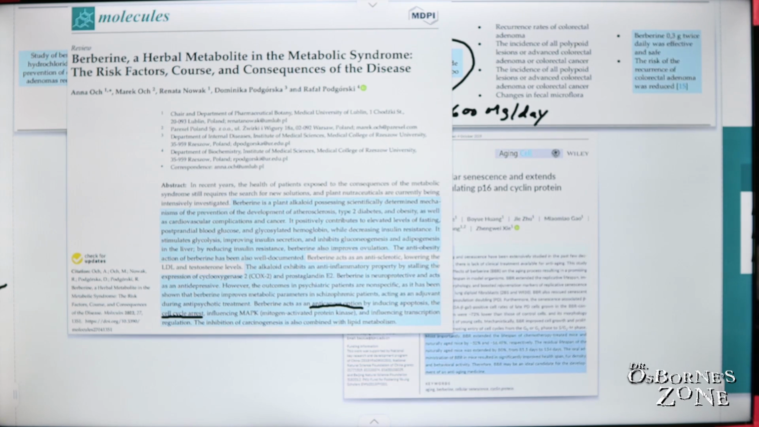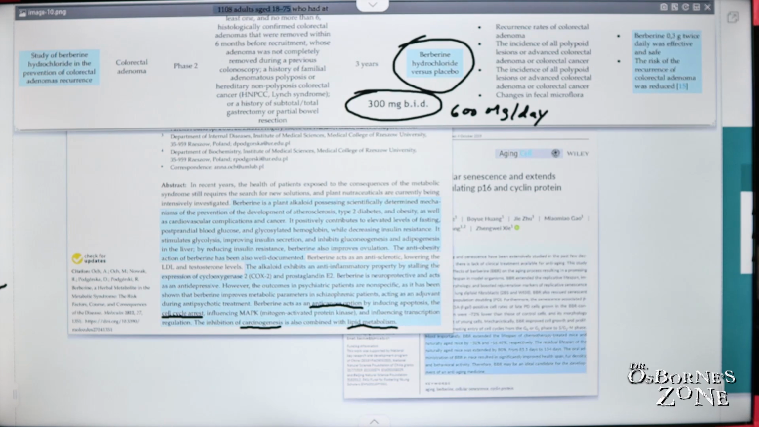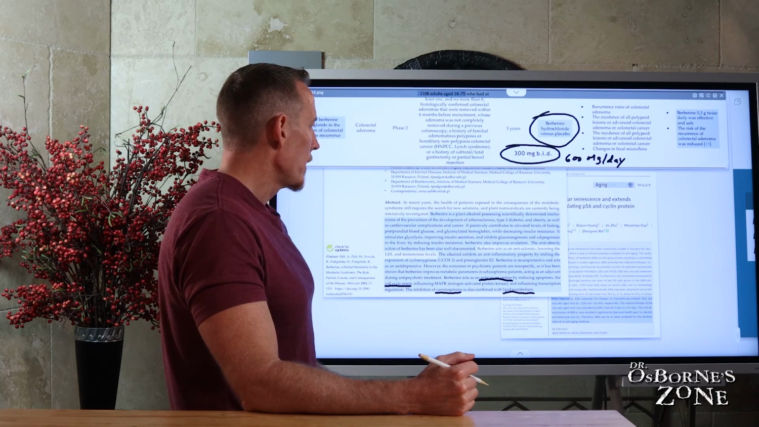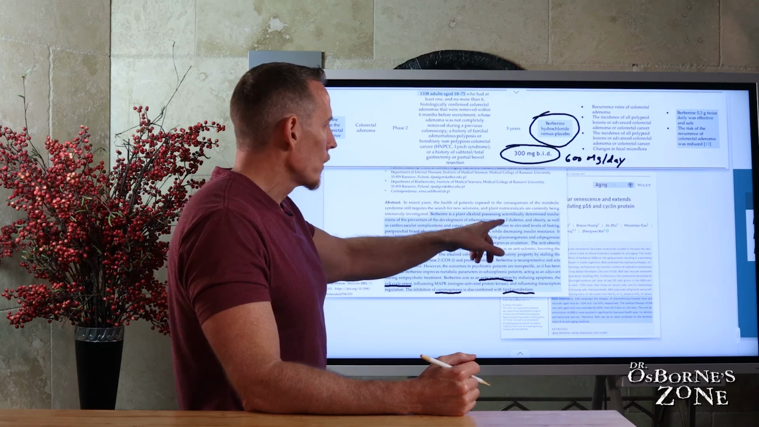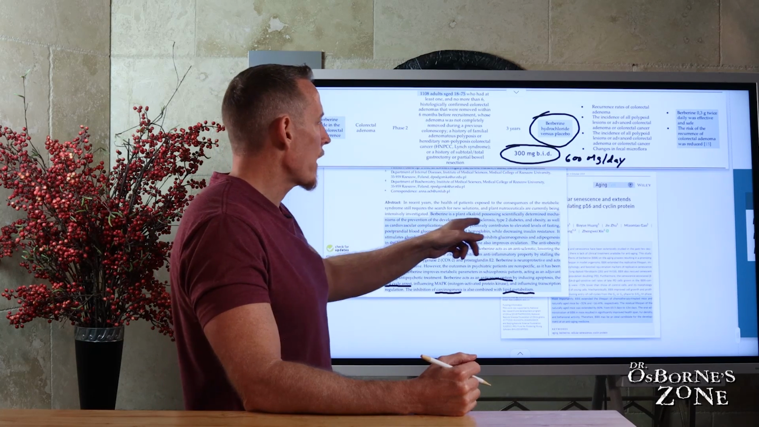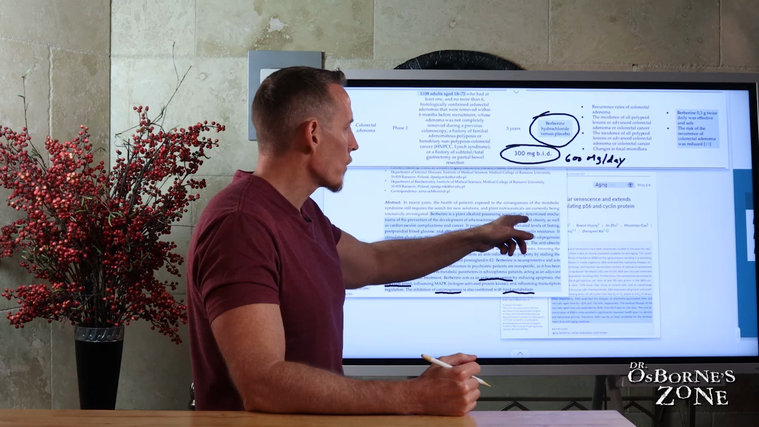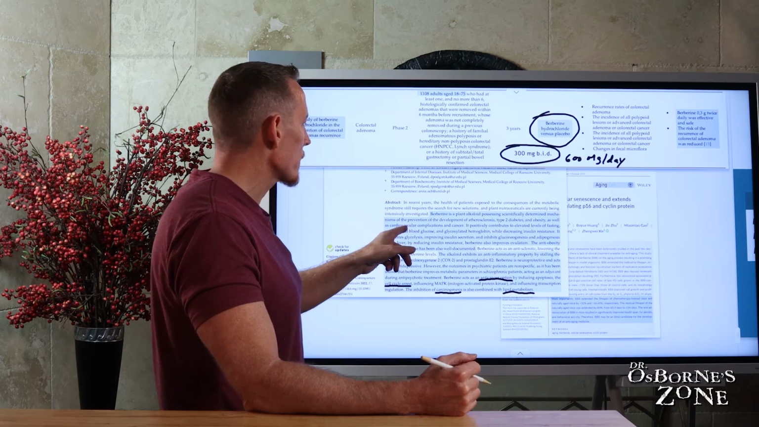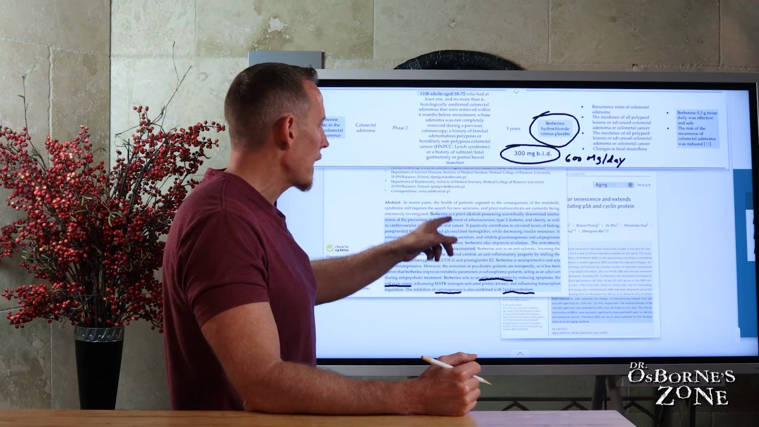So the inhibition of carcinogenesis, cancer creation, is also combined with lipid metabolism, and we know berberine has its impact on lipid metabolism as well. So again, these are some of the mechanisms behind why berberine has this anti-cancer effect. You see here, berberine is a plant alkaloid possessing scientifically determined mechanisms of the prevention and development of atherosclerosis, type 2 diabetes, as well as obesity and cardiovascular complications and cancer.